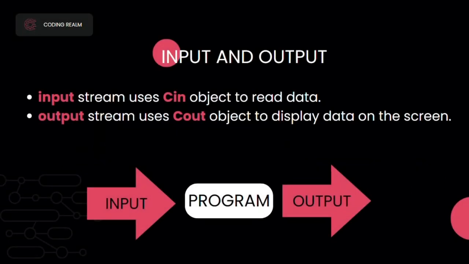Now let's see what is input and what is output. Input stream uses the cin object to read data. This data is entered by the user, but the output stream uses the cout object to display data on the screen. Like this: input uses cin, program, output. The input is when I tell the user, for example, to enter a variable. This is the input. The output is when I display this variable on the screen. We need to show this in an example later.